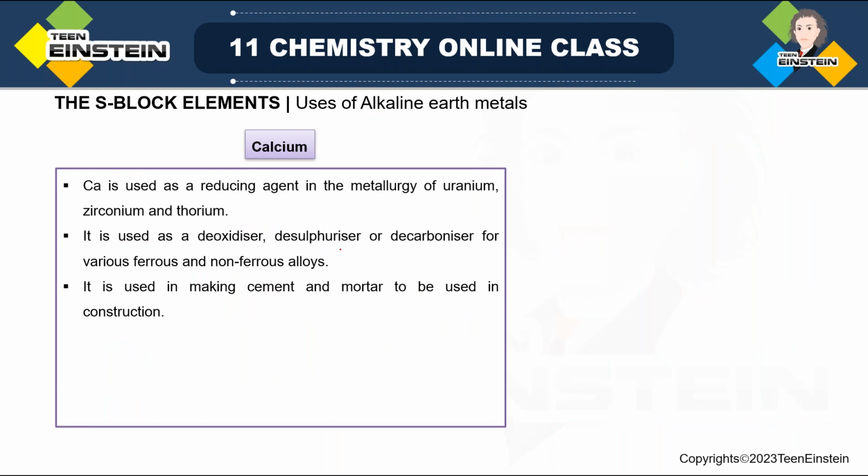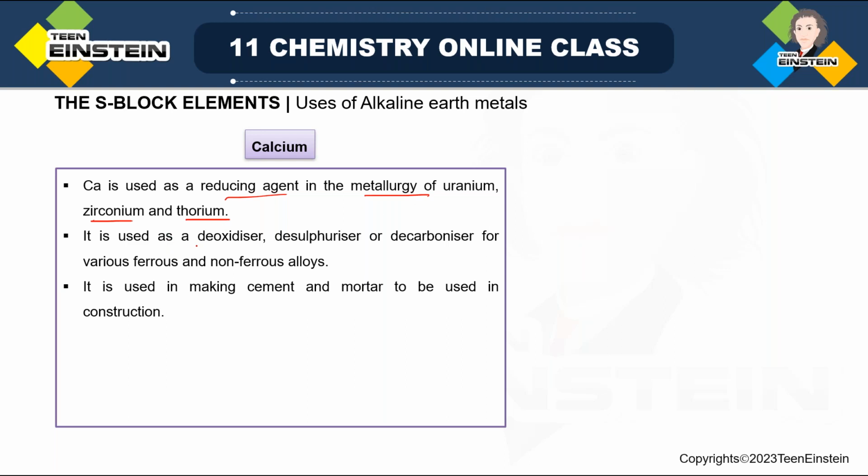Next element is calcium. It is used as a reducing agent in the metallurgy of uranium, zirconium, thorium. For the extraction of these metals there is a separate unit for metallurgy. Sometimes there is a requirement of a reducing agent. Carbon is also used as a reducing agent, but in this case we are discussing calcium. Calcium is also one of the reducing agents which is used. It has application in metallurgy.